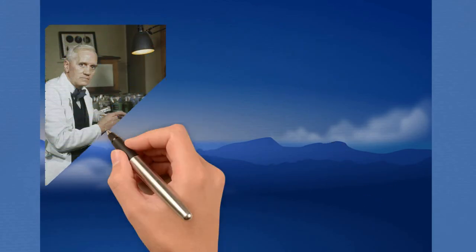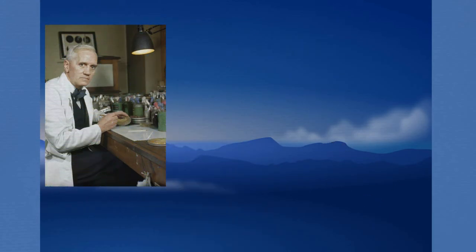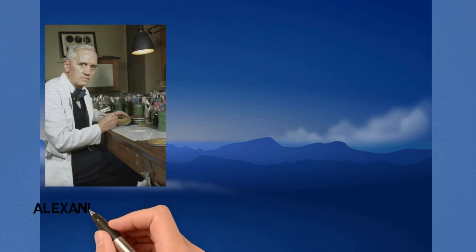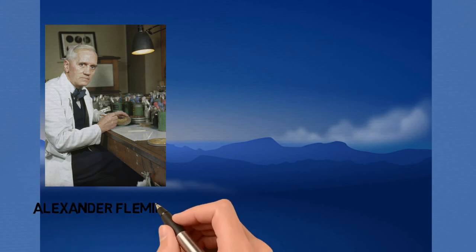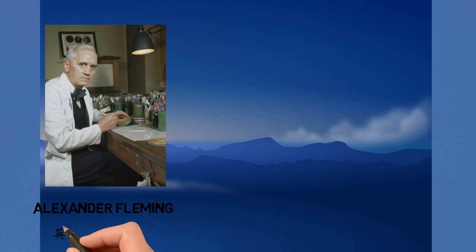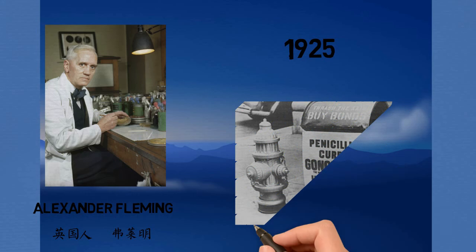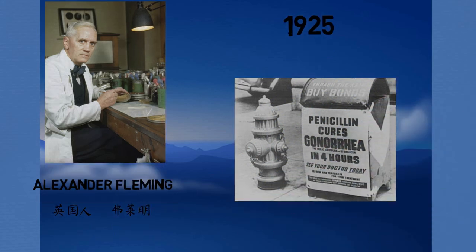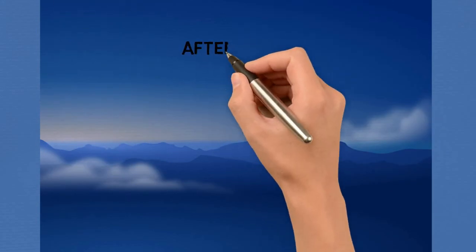In 1925, Alexander Fleming accidentally discovered the antibiotic penicillin during an experiment. Penicillium can produce penicillin, and penicillin has the effect of killing other bacteria. This was the first time humans had antibiotics.